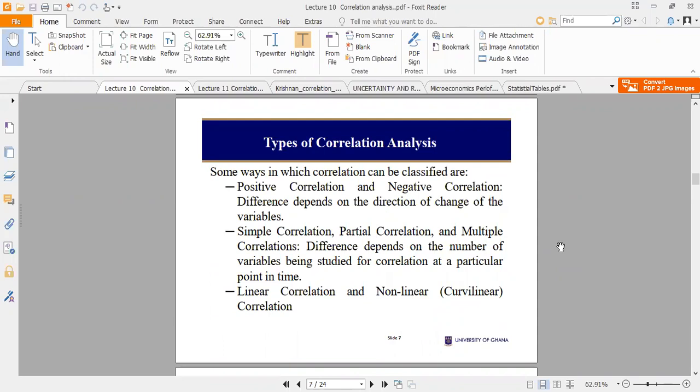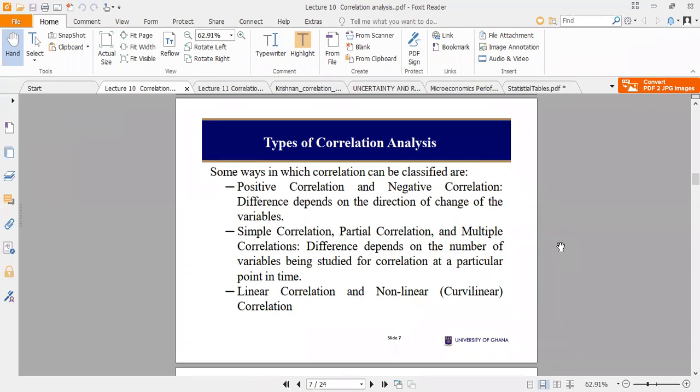The types are based on, one, the number of variables that we are dealing with, the directional relationship, and then the nature, whether it's linear or non-linear. For the directional relationship, we have two types. The correlation can either be positive or negative. The explanations are down there, but I'm giving the explanations here. I won't get there. Just jump.